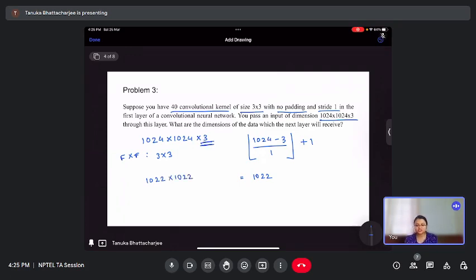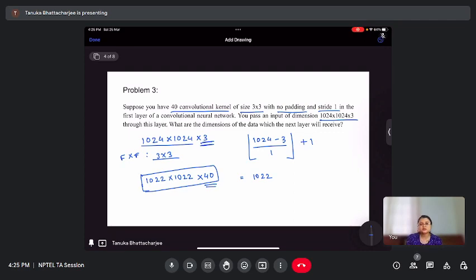Initially you had 3 channels, now you are using 40 convolutional kernels. Each kernel will give rise to one channel. Since you have 40 kernels, in total you will have 40 channels at the output. So, this will be the output dimension. You compute the first 2 dimensions, which are the dimensions of each channel, using our n dash formula and the filter size, and the third dimension, which is the number of channels, is simply given by the number of kernels present in that layer.